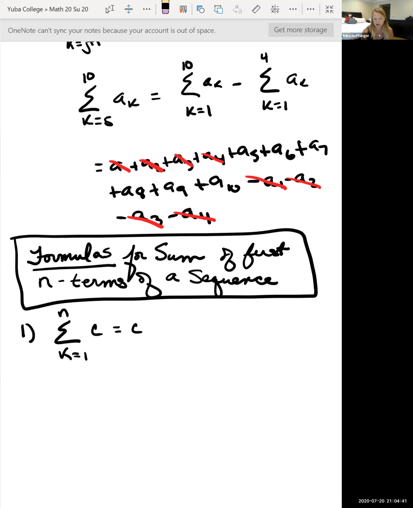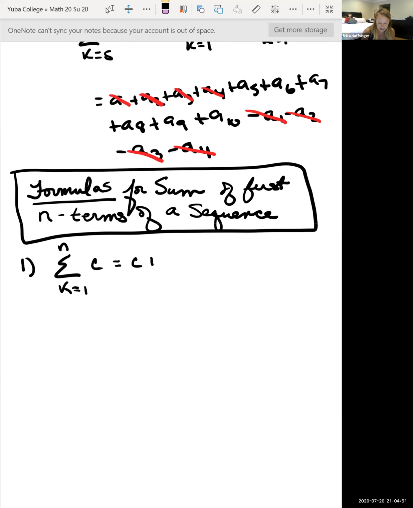A lot of students have a hard time graphing that horizontal line because every value you plug in for x, there's none. It's always that same y value. So here, this would be saying that I'm adding c n times. This is the same thing as saying, if you have a summation of just a constant, you're just going to multiply the number of terms that you're summing times that constant.